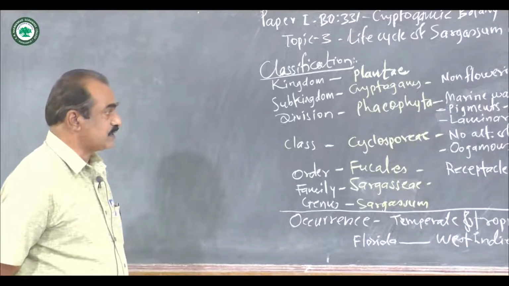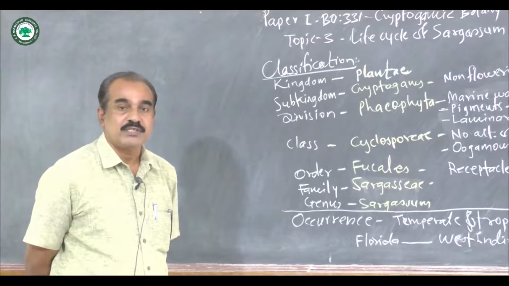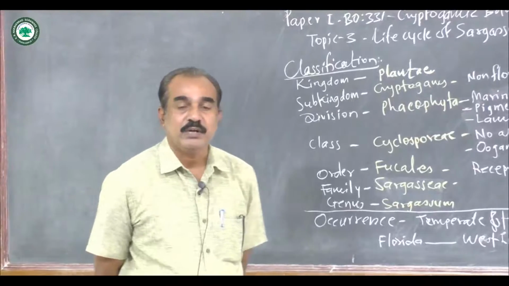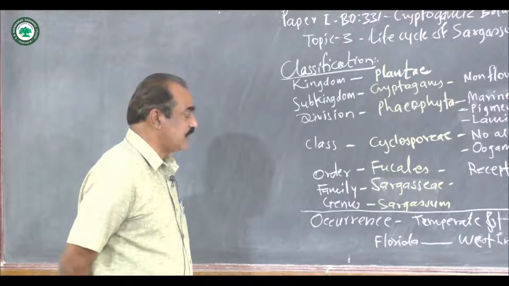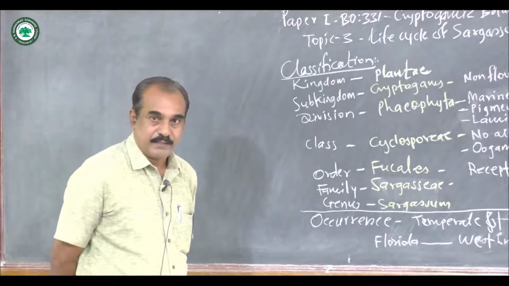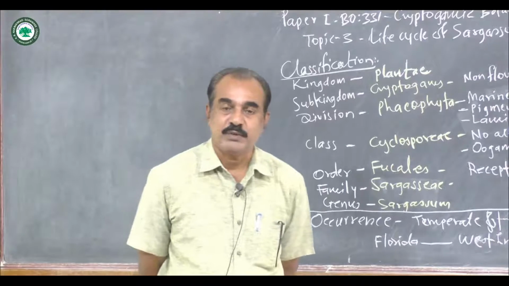Then order Fucales, receptacles are with the conceptacles. Conceptacles are also the reproductive structures, they are developed in the receptacle. Then family Sargassaceae and genus Sargassum. Now this is all about the classification of the Sargassum.